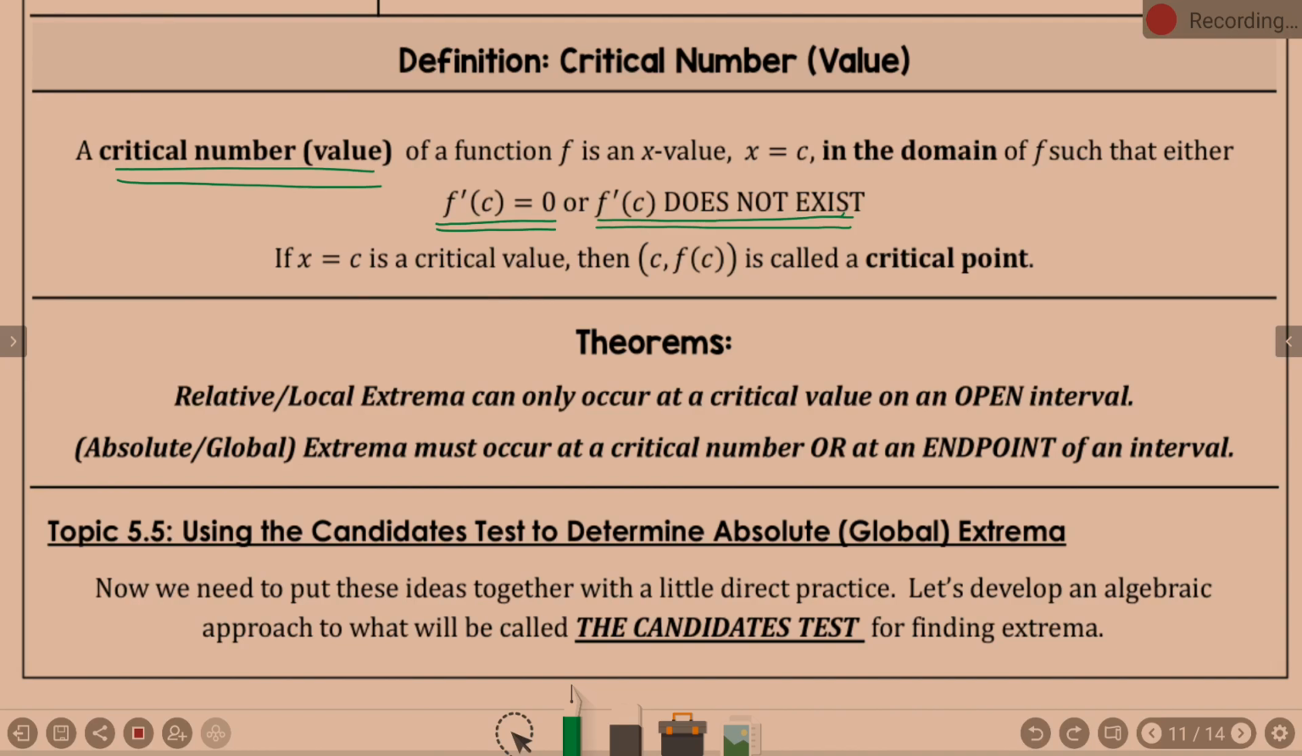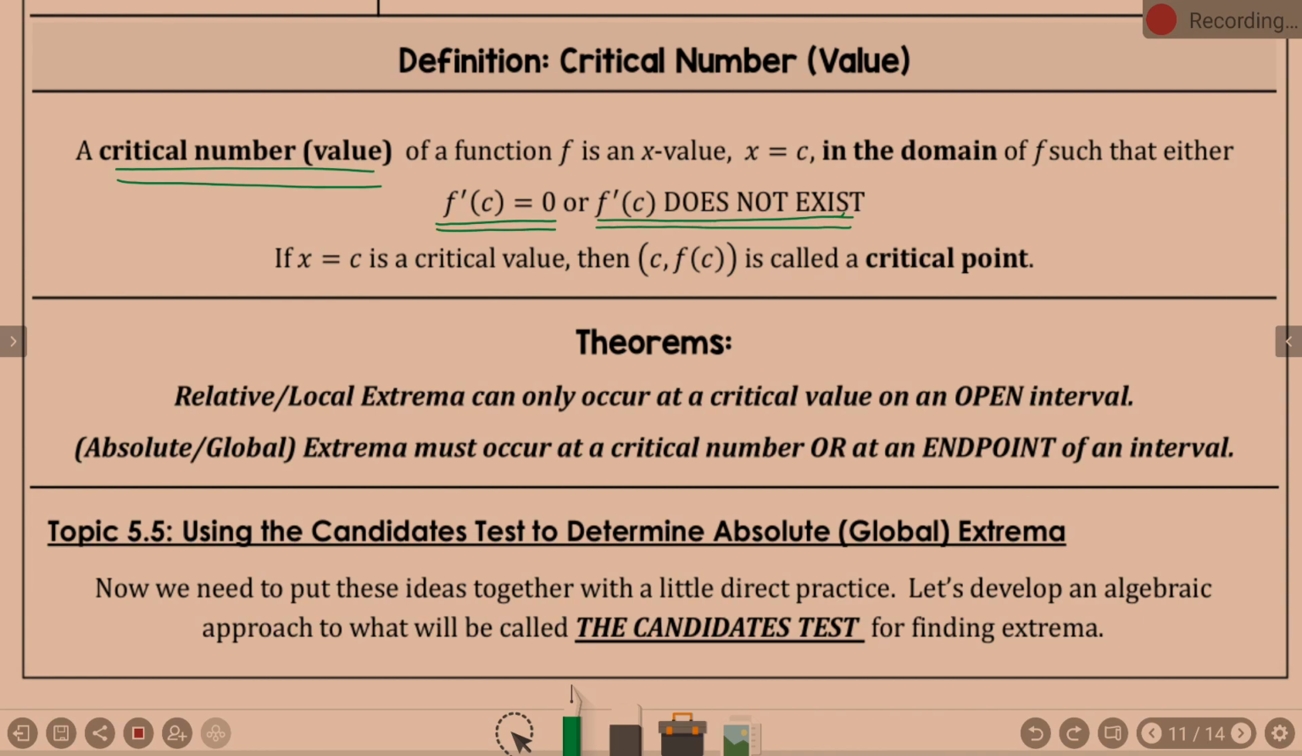Let's see. Relative and local extrema can only occur at a critical value on an open interval. So your relative or local extrema are only going to happen at a critical value. Your absolute or global extrema must occur at either a critical number or at an endpoint, if your highest or lowest spot is an endpoint on an interval. And that brings us to something called the candidates test.